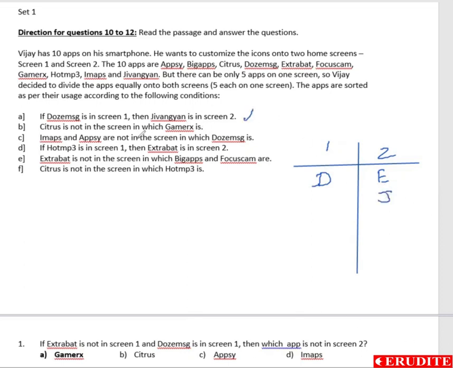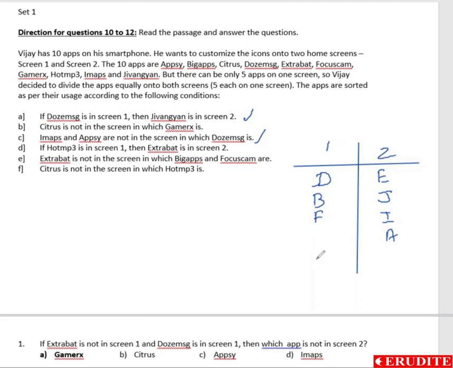C and G are separate. Right now I cannot use that. I and A are not with D, so I here, A here. If H is in 1, E is in 2. E is not in the screen with B and F, so B is here, F is here. C is not with H.